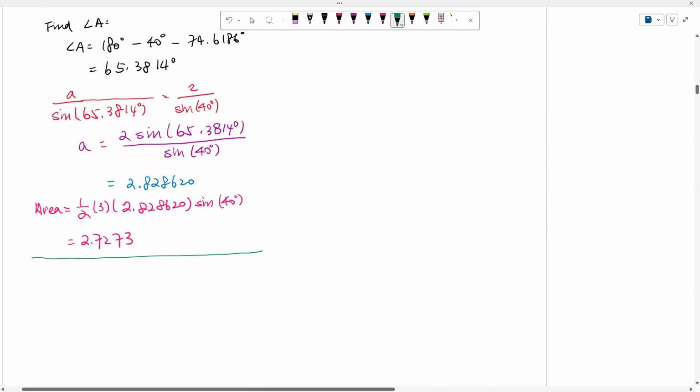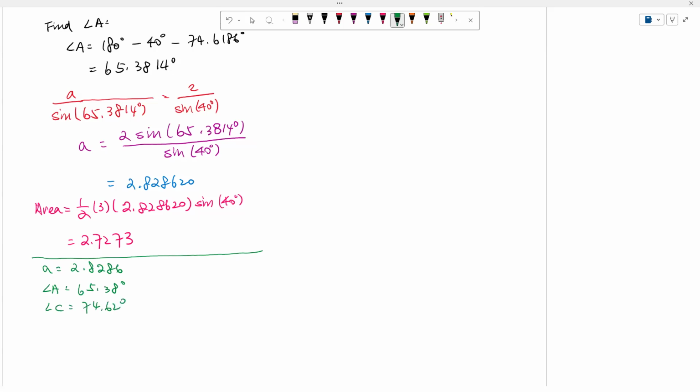And now I have A equal to 2.8286. I have angle A, 65.38. Angle C is 74.62 degrees. And the area is 2.7273.